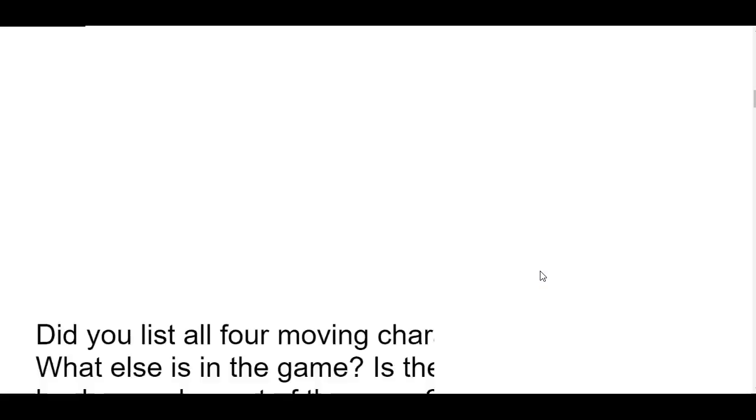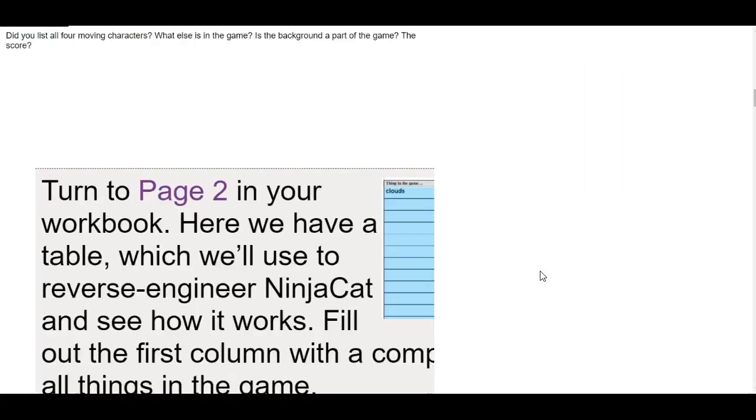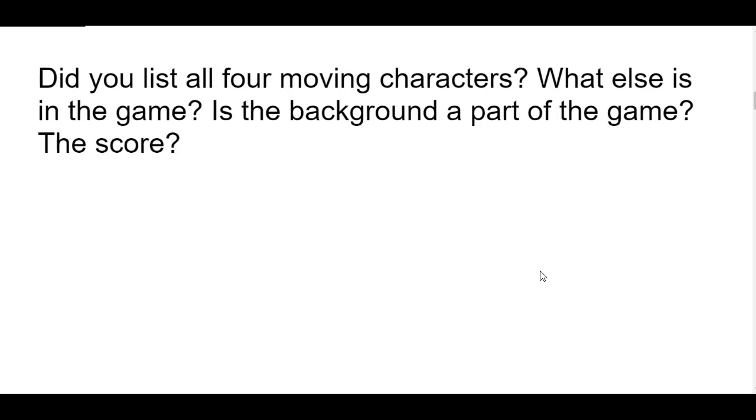Okay, so hopefully now you've got it all filled in with some of your ideas. Did you get all 4 of the moving characters? The cloud was 1, so there were 3 others. What others were there? Should have had the player, which is the ninja cat, the target, which was the ruby, and of course the danger, which is the dog. All right. Did you see anything else? You have the background is a part of the game, but it's not changing. And the score, hopefully you noticed the score changes.